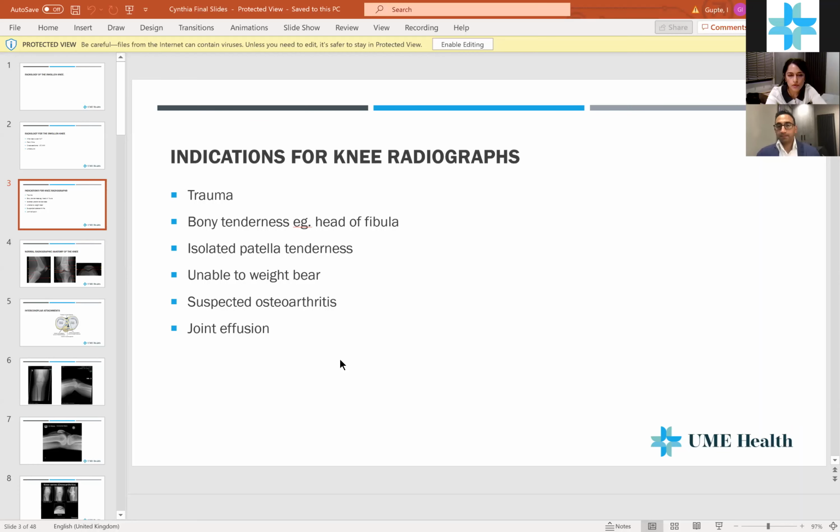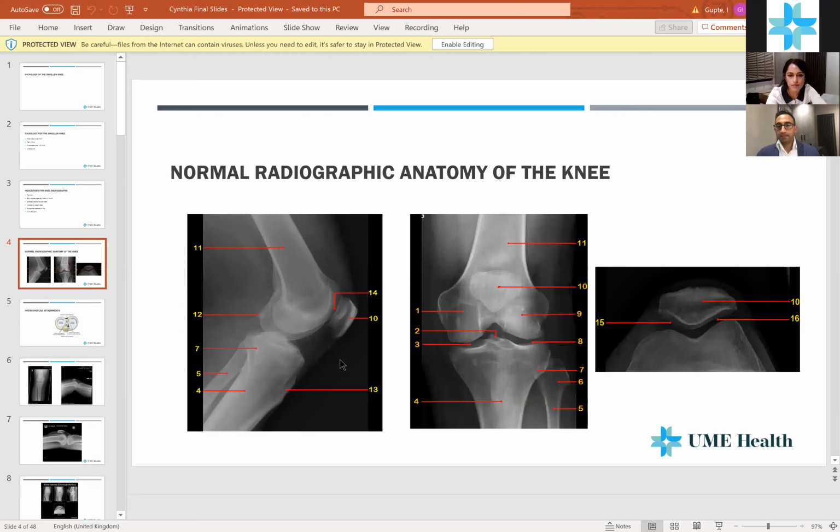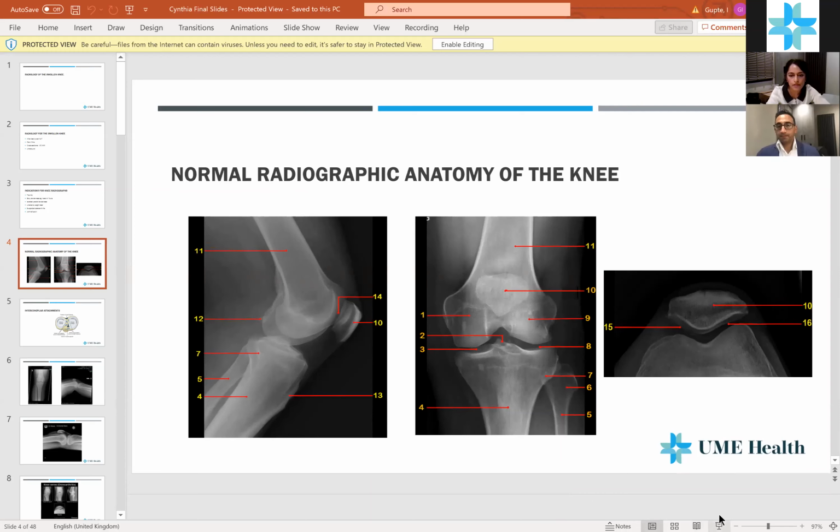So I thought it would be useful to go through some basic anatomy on plain film. I'm sure most of you probably have digital access to the imaging for your patients. So I just thought I'd run through some basic anatomy, but also look at some plain film review areas.